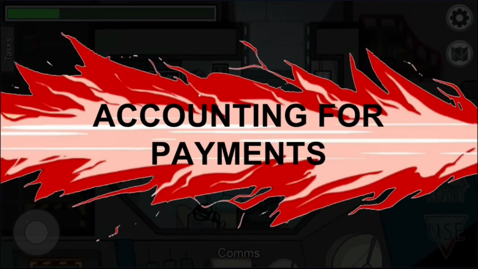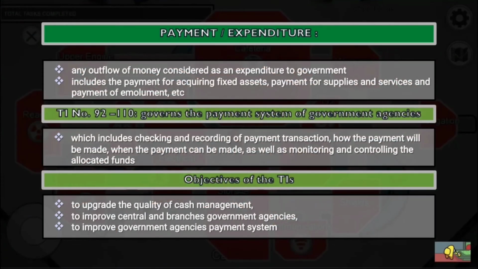Hi, it's me again, Atsima. So I would like to continue my presentation on accounting for payment. Any outflow of money is considered as an expenditure or payment to the government. An expenditure or payment from a public sector perspective includes the payment for acquiring fixed assets, payment for supplies and services, and payment of emolument.